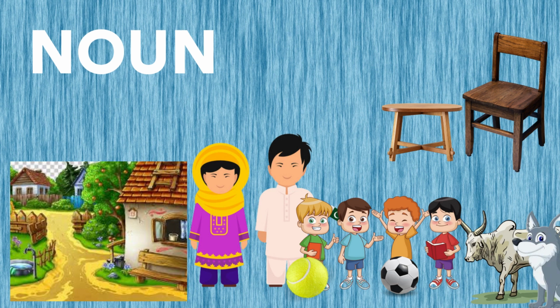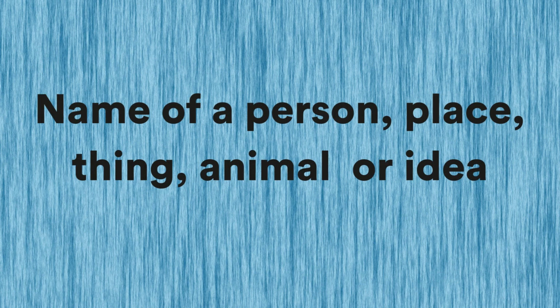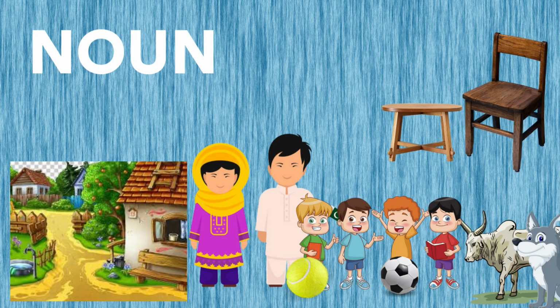Noun. A noun is a name of person, place, thing, or idea, like man, boy, mall, house, home, zoo, happiness.